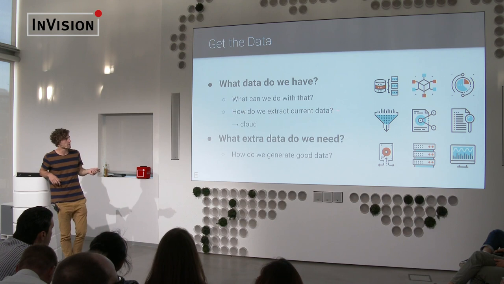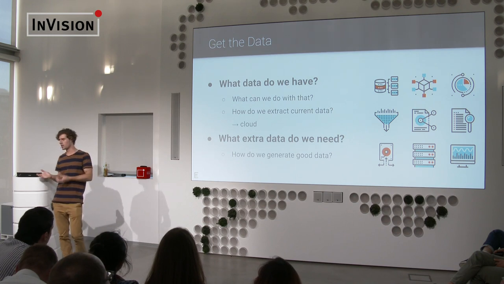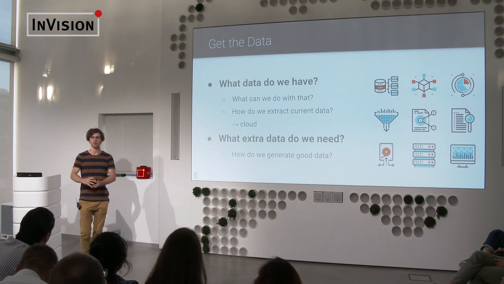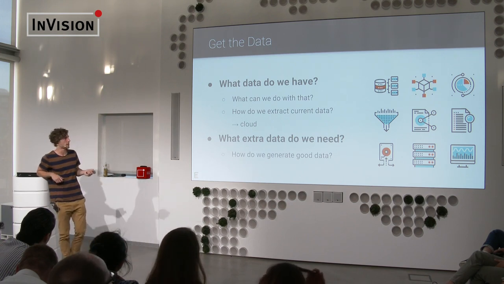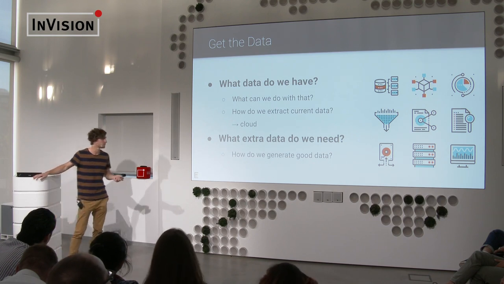Then the biggest problem is usually how do we extract that data from all the different sources that we capture it from, and how do we centralize it? Because that's really important. Usually, if you want to do machine learning, you have to get all your data into some central repository so that you can actually access it for a lot of different projects. And the cloud is a good solution for this, but not all companies are ready for this.